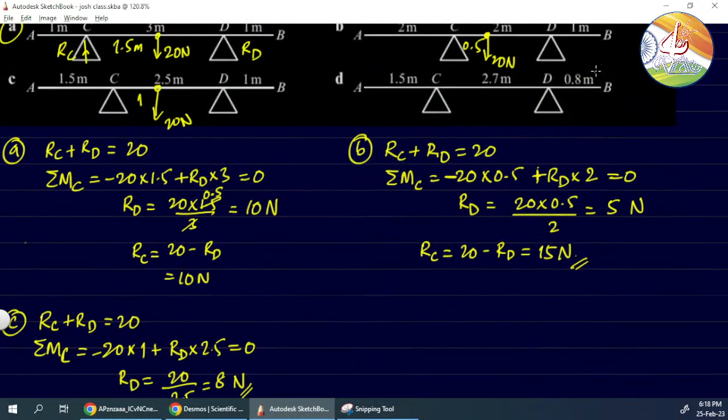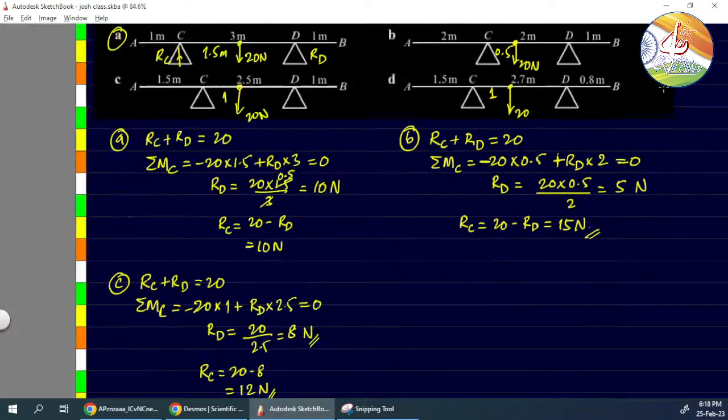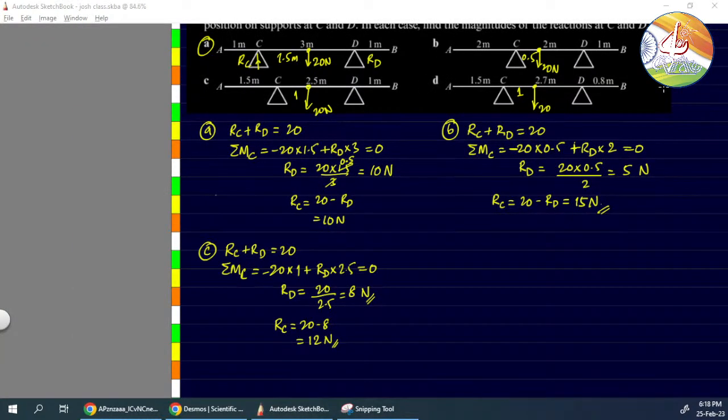Can you do this last one? Shall we do it? Only the lengths have been given in a slightly more complex way. If you take 20 here, the total distance will be 2.5, and 2.5 minus 1.5 gives 1 here. And then the entire process is the same as before.